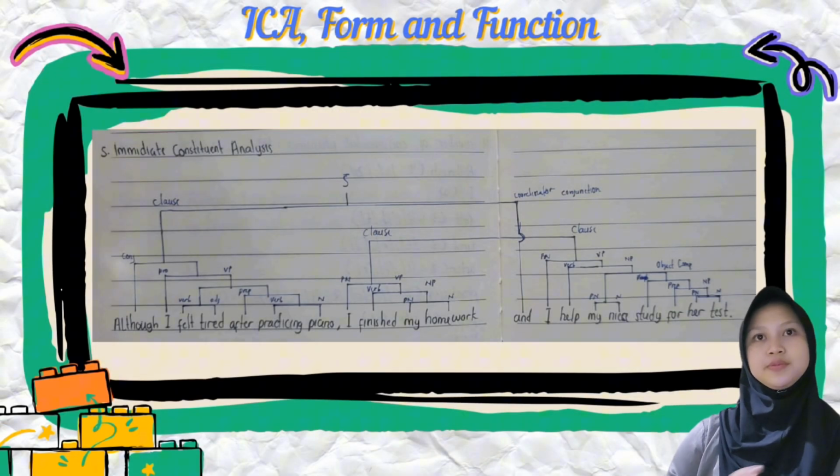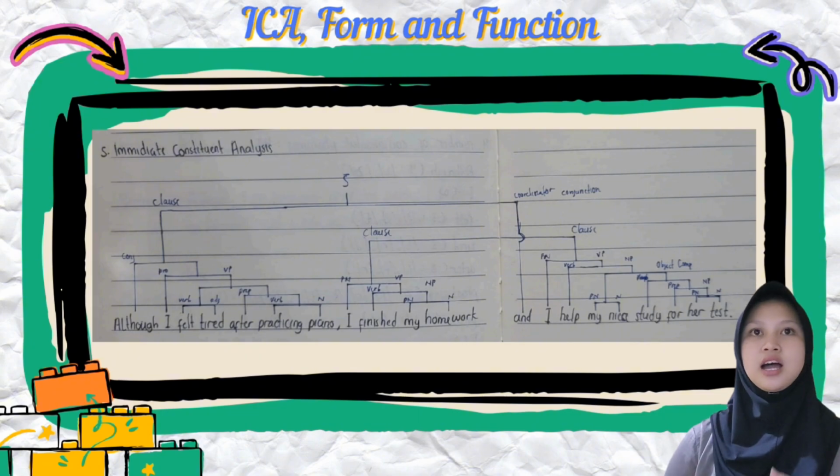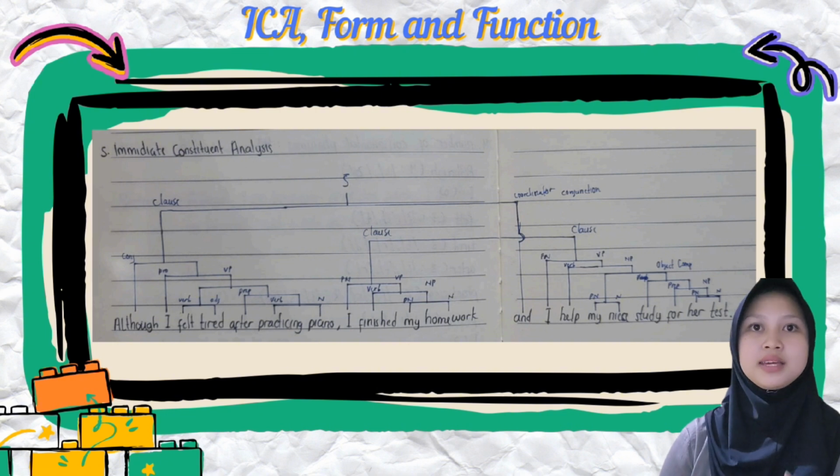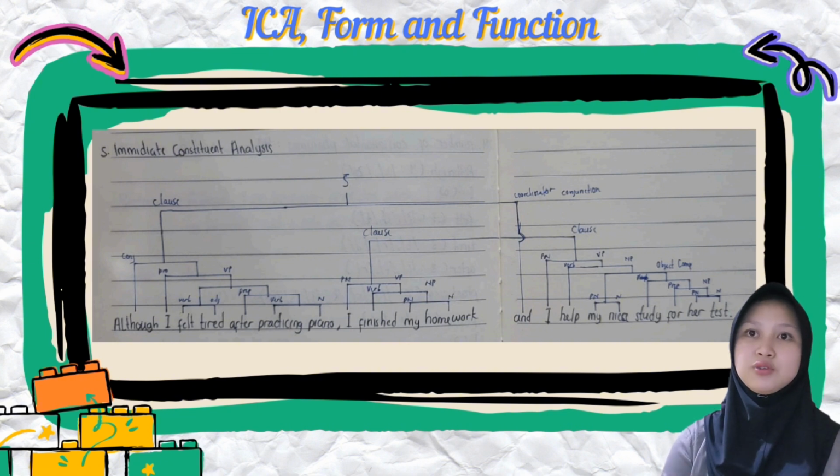Now, I will explain the form and function analysis of the sentence. In syntax, form refers to the grammatical category of a word or phrase, while function refers to the role that it plays within the sentence. So let's look at some examples from this sentence. First, the word although is classified as a subordinating conjunction, its function is as an adverbial linker because it connects the dependent clause to the main clause and shows contrast.